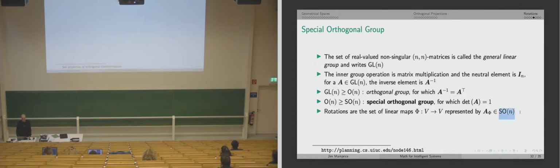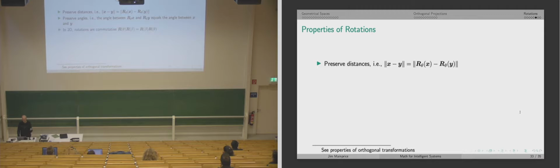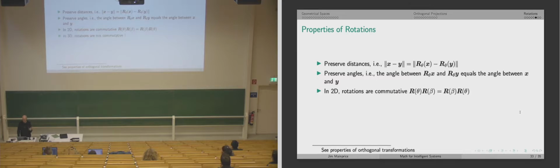But so far, because we are still in linear algebra, the key things are the geometrical properties on top of linear algebra: rotations preserve distances and preserve angles, and 2D rotations are commutative, but 3D rotations are not commutative. Be careful here.